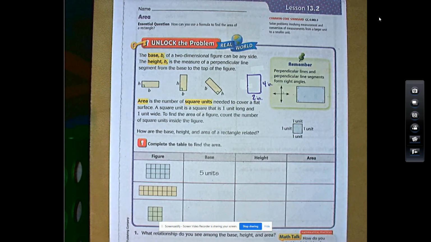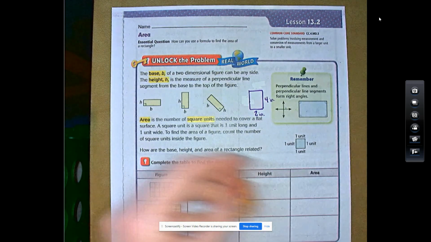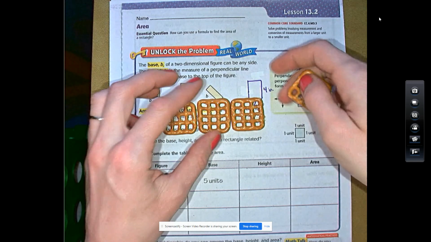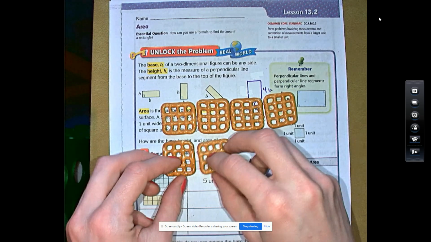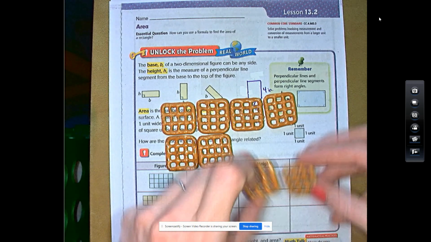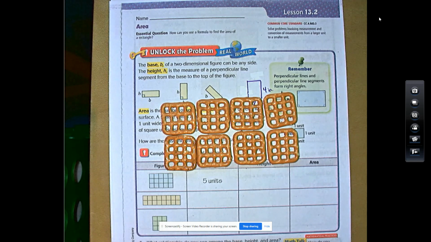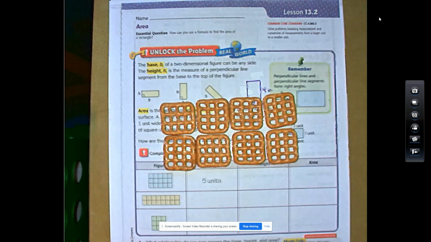All right, so I just want to show you guys. I'm going to pull this back and lay it right here. I'm going to use my pretzel squares on here. When we were talking about 13.1 and perimeter, if we were doing this activity together in class, we were counting perimeter. That's the distance around the outside, right? Perimeter is where the fence goes, area is where the grass grows, right?